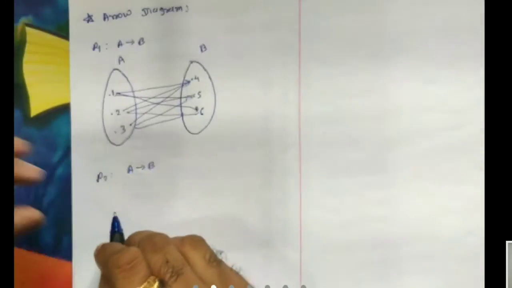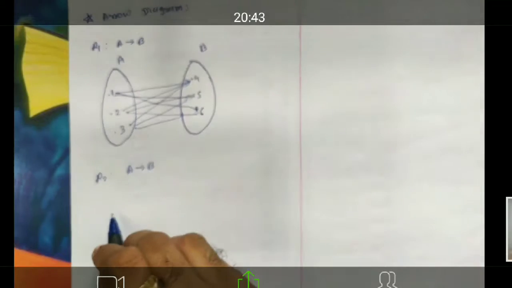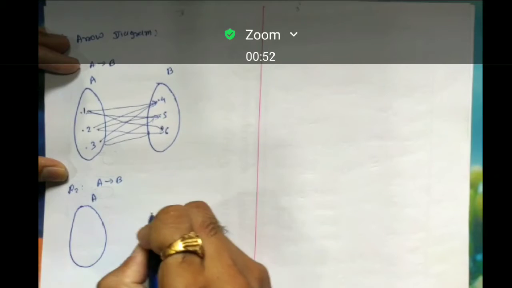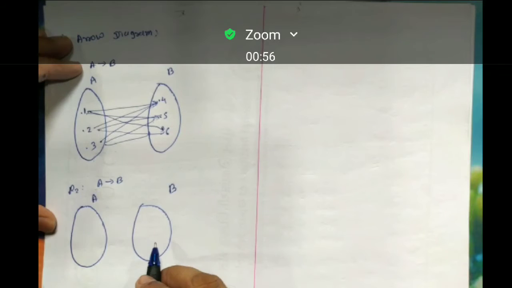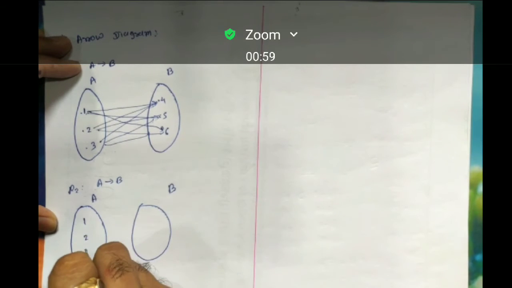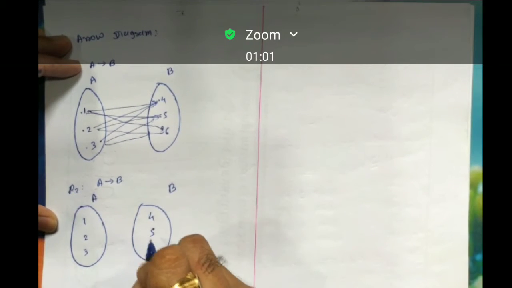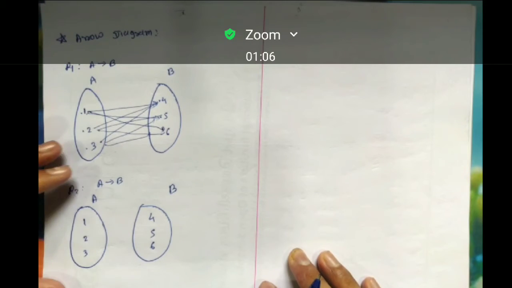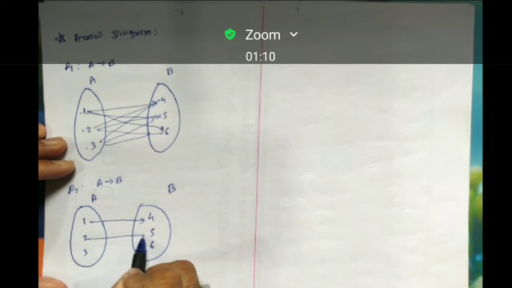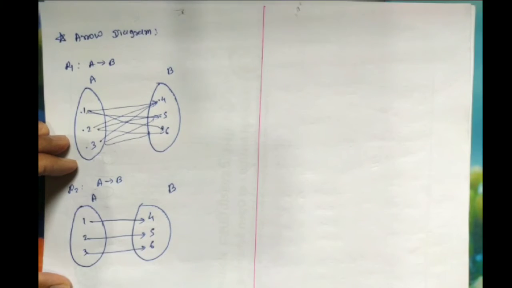Then relation R2 from set A to set B. The screen is shaking a lot today. This circle is for set A and this is for set B. The elements of set A are 1, 2 and 3, and the elements of set B are 4, 5 and 6. Which are the elements of R2? (1,4), (2,5), (3,6). So this is the arrow diagram for relation R2.